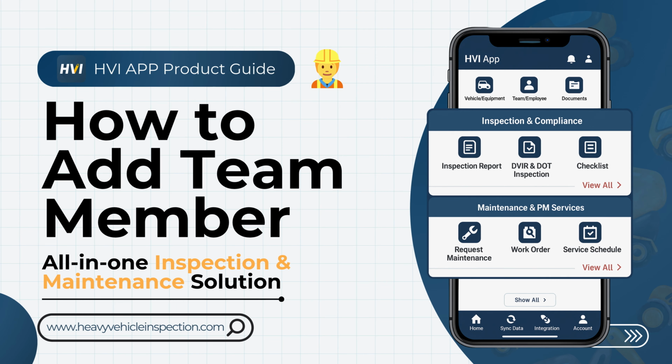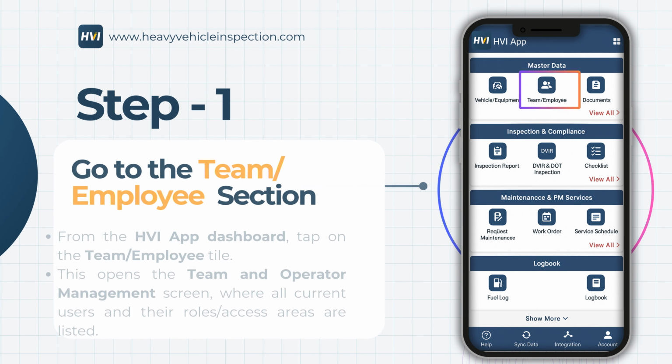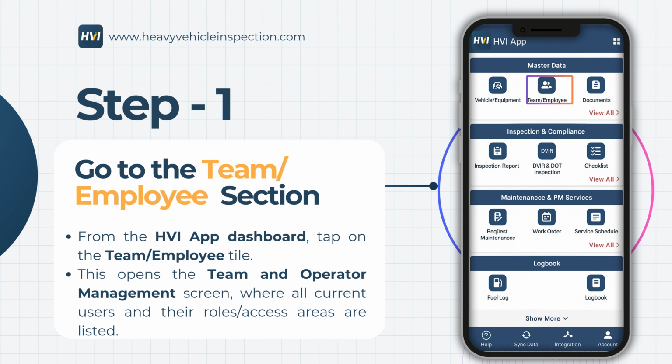In this short guide, you'll learn how to add a new team member using the HVI mobile app. Start by opening the app and tapping on the Team and Operator Management section from the main dashboard. Tap the Add Team button to begin adding a new member to your team.